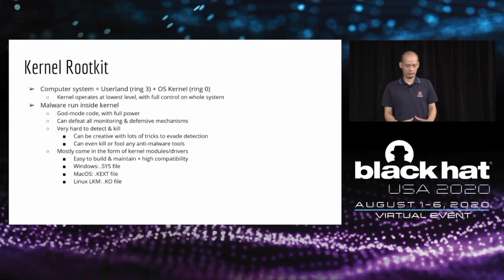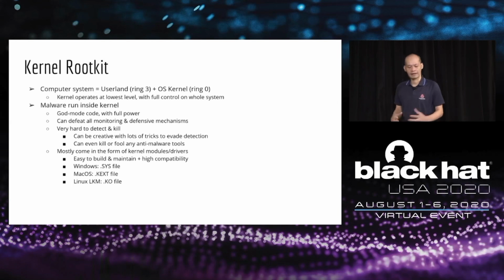So when people build kernel rootkits, they try to make them highly compatible, easy to build, and easy to maintain. That's why most kernel rootkits come in the form of kernel modules or kernel drivers, which are .sys files on Windows, .kext files on Mac OS, or .ko files on Linux.